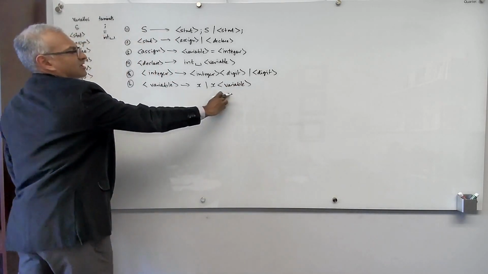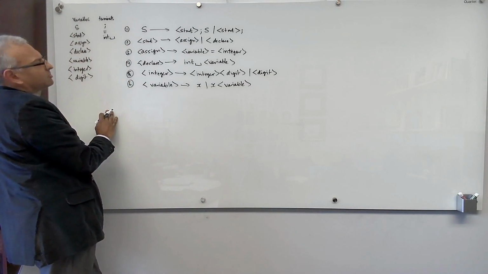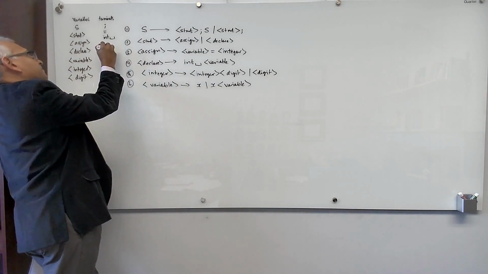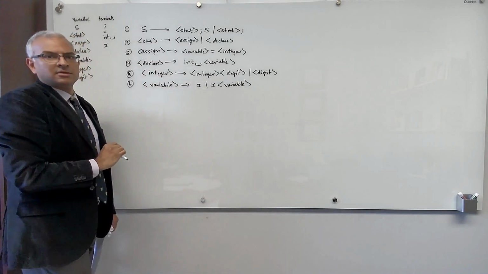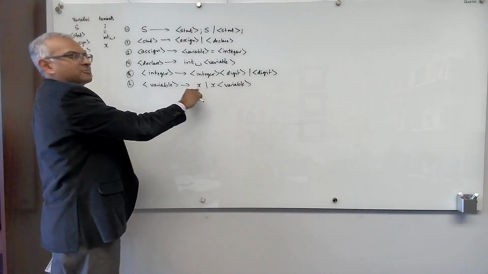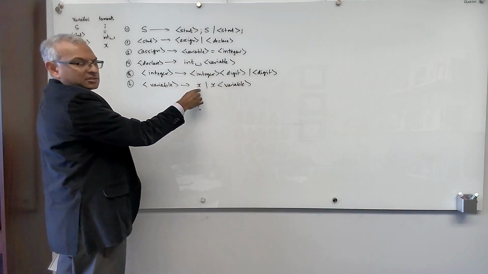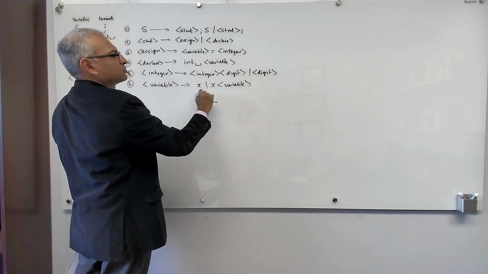So let's think about what this allows me to do. If I get to the point of a variable, so what are my terminals now? I've introduced some terminals, which is x. What does this allow me to do? It allows me to take a variable and call it x. Or I can call it x followed by a variable. But then that variable could be replaced by x. So this variable could become x, it could become xx, it could become xxx.